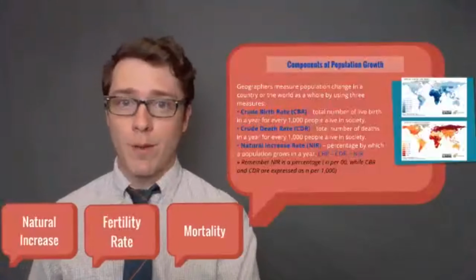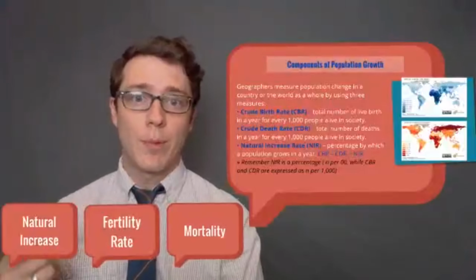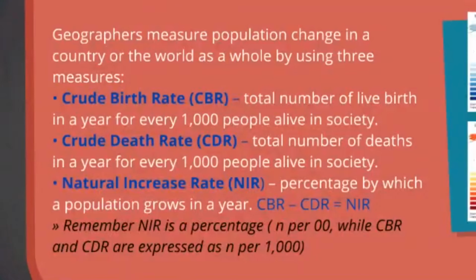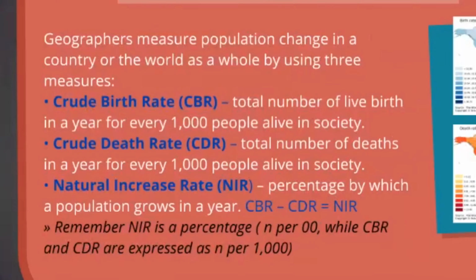So we're going to look at the components of population growth and why the population grows, as well as the numbers that we study to understand population growth. Geographers measure population change in a country or the world by using three key measures. The first one is the crude birth rate. That is the total number of live births in a year for every 1,000 people alive in a society. Most of these numbers are going to be represented as per 1,000.